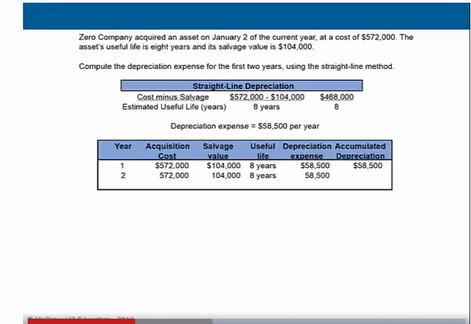Accumulated depreciation is a balance sheet account. It does not get closed at the end of each year. Therefore, its balance accumulates to $117,000.